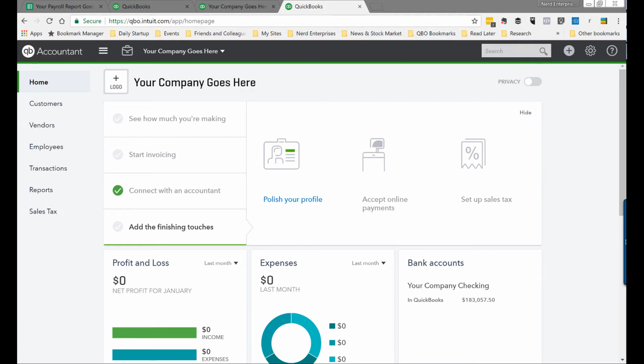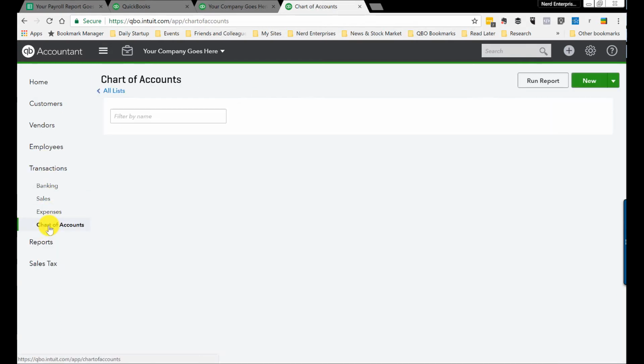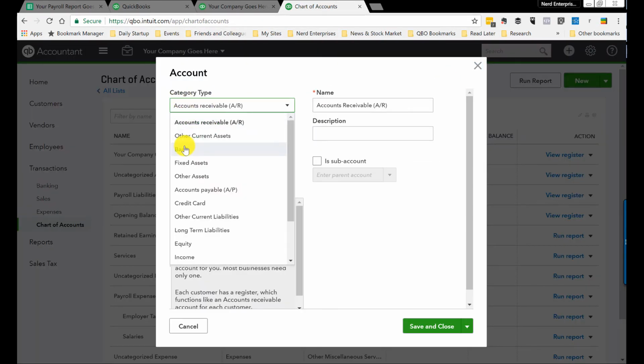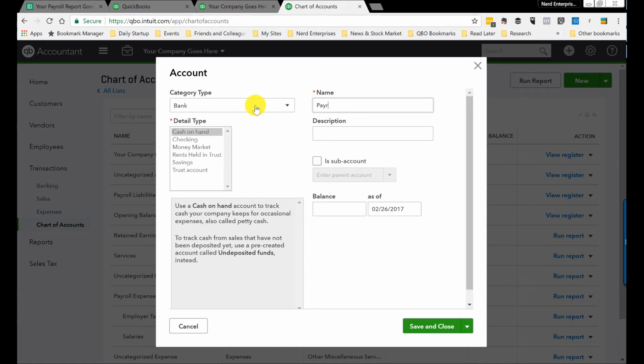In order to set our accounts up so that we can do the detailed method, we need a new bank account. It's a fictitious bank account. We're just going to call it payroll clearing. And it doesn't matter the detail type, you can call it cash on hand. It's just a clearing account. Obviously, it's not a real bank account.